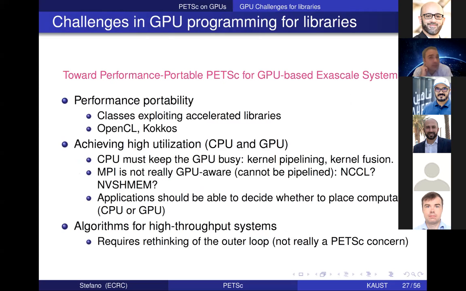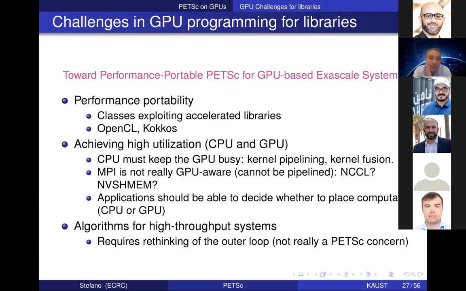All of this is summarized in a paper that we just submitted for publication. This is a hyperlink, so if you click it, you will get the paper, which is on arXiv. Here is a summary of what we identified in that paper to be challenges in GPU programming for libraries like PETSc. The main challenge, and what you really want to achieve, is performance portability, which means that you want to be able to achieve a reasonable amount of peak performance in various architectures.